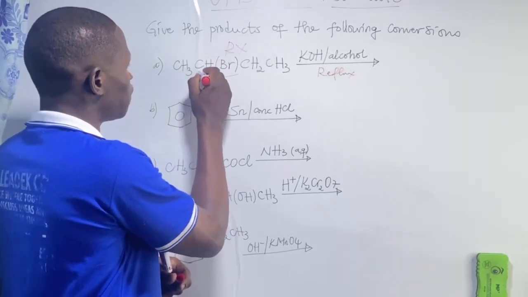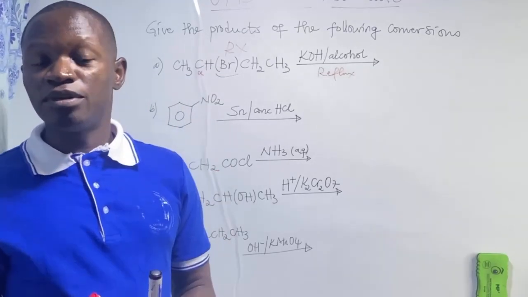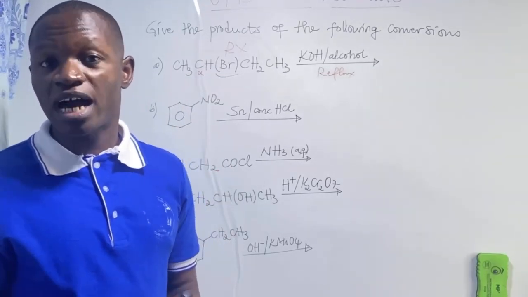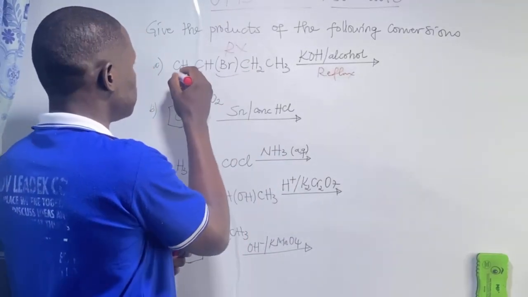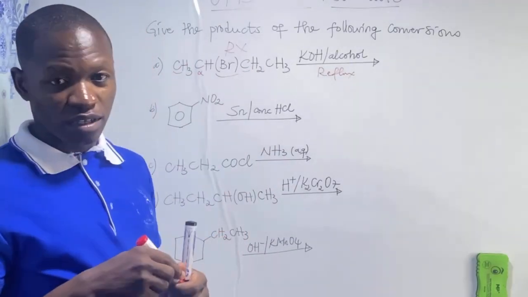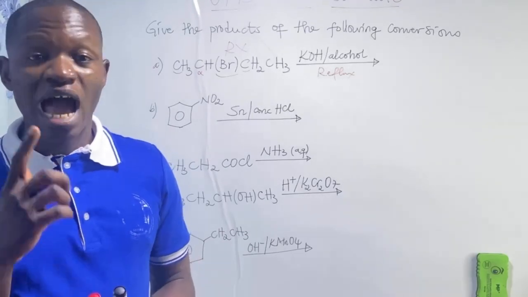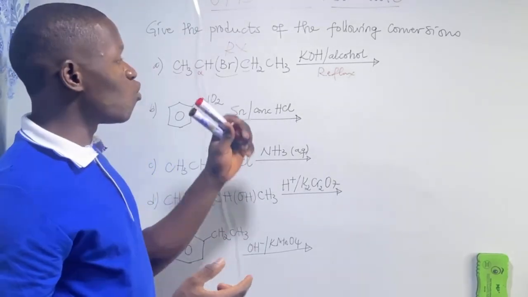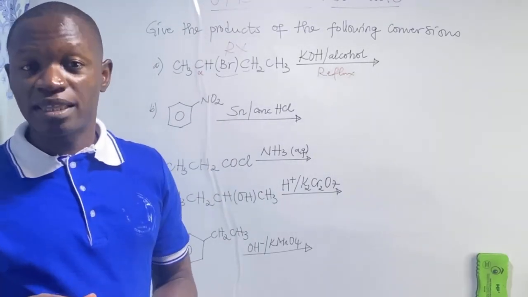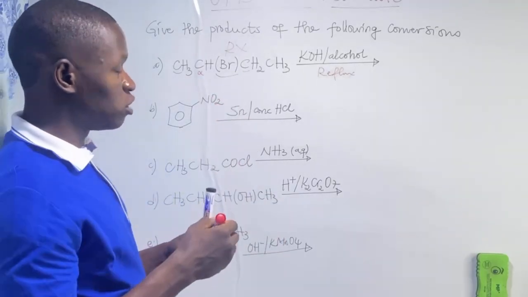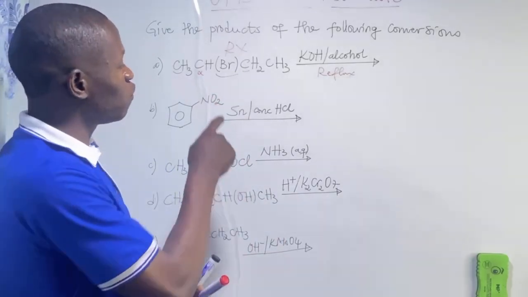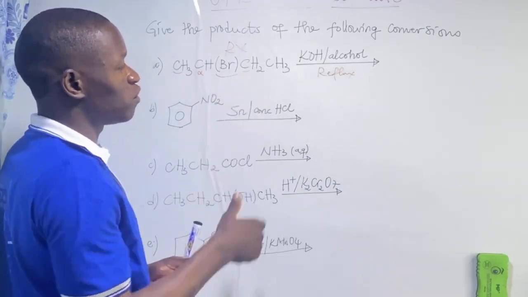Here we have the alpha carbon, which is the carbon that bears the functional group or bears the halogen. And here is a beta carbon. This is also a beta carbon. So we shall remove the halogen alongside one of the hydrogens on the beta carbon which has more hydrogens. So we shall remove bromine and one hydrogen from here.